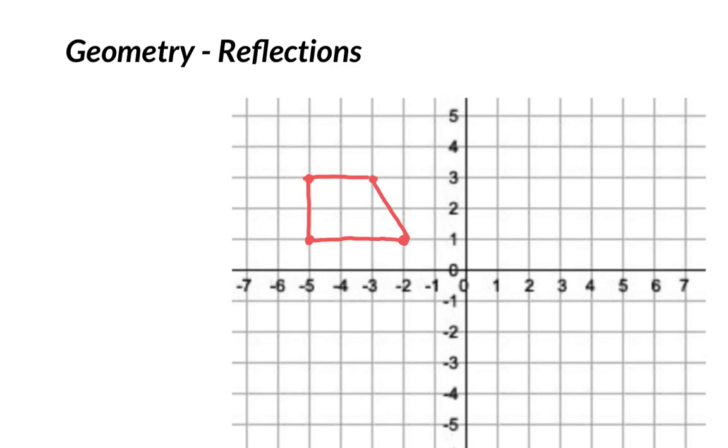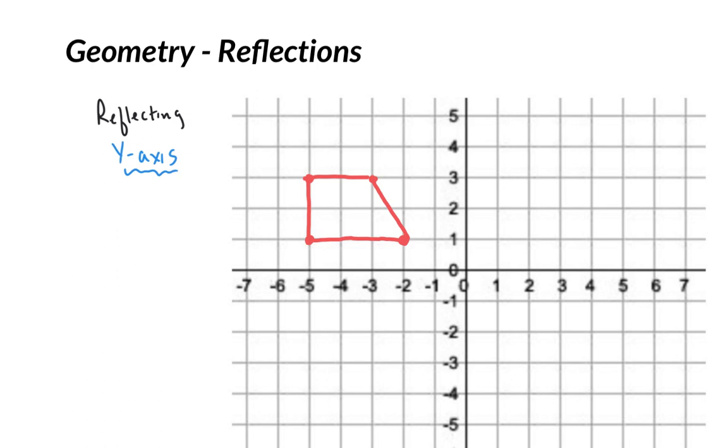Let's learn about reflections in geometry. So I've drawn a simple trapezoid here, and I want to do some reflecting across the axis. I'm going to begin by reflecting over the y-axis. And let's kind of, if I can, color coordinate this a little bit.